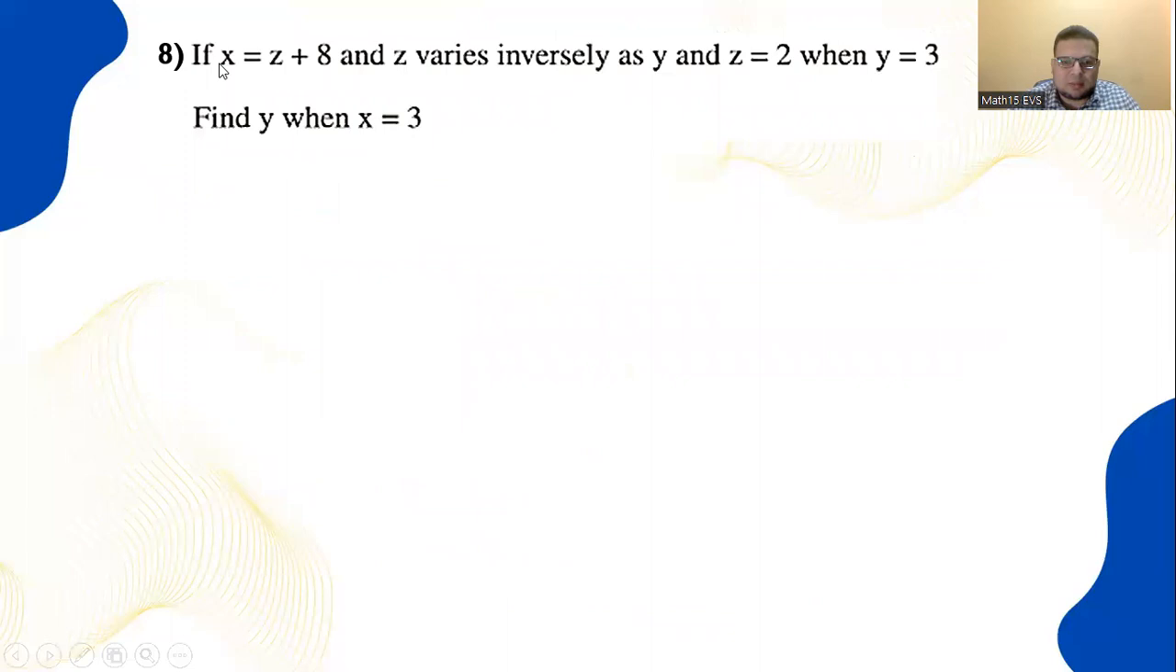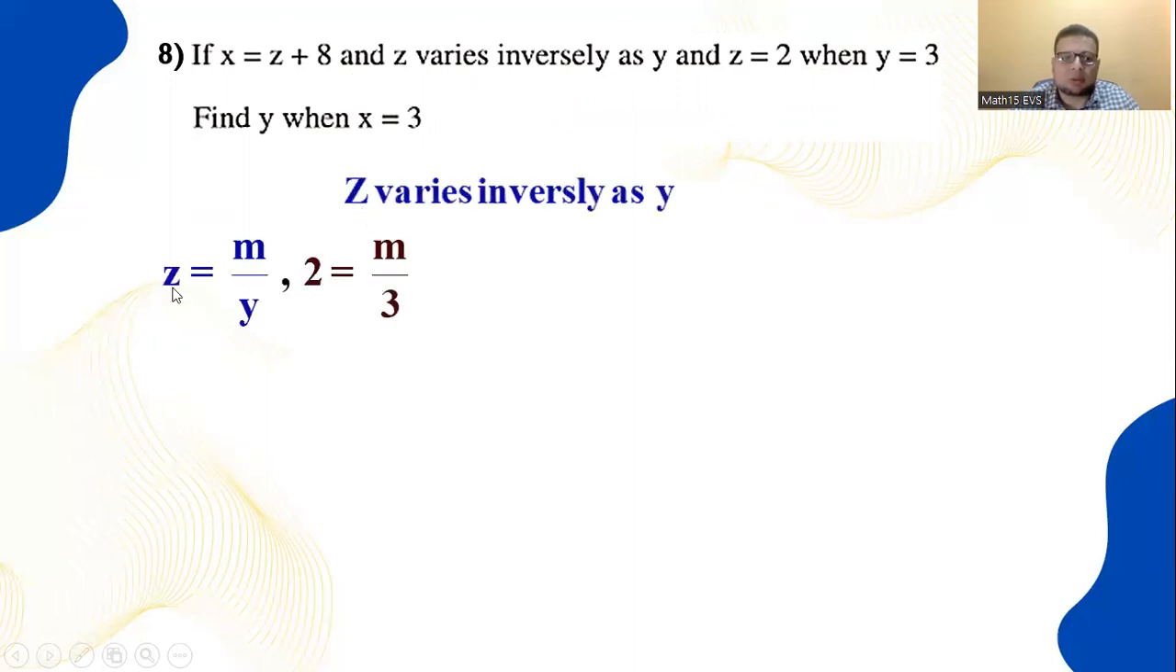Question number 8. If X equals Z plus 8 and Z varies inversely as Y, and Z equals 2, Y equals 3. Find Y when X equals 3. Here you have a relation between X and Z. So Z varies inversely as Y, you will put the relation Z equals M over Y. This is the relation between Z and Y inversely.